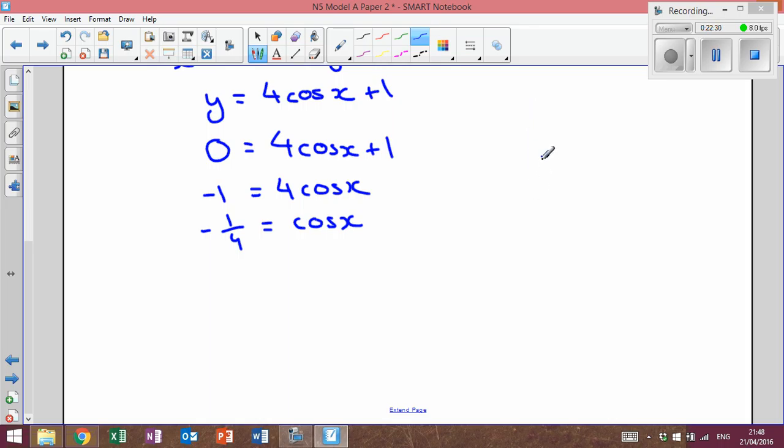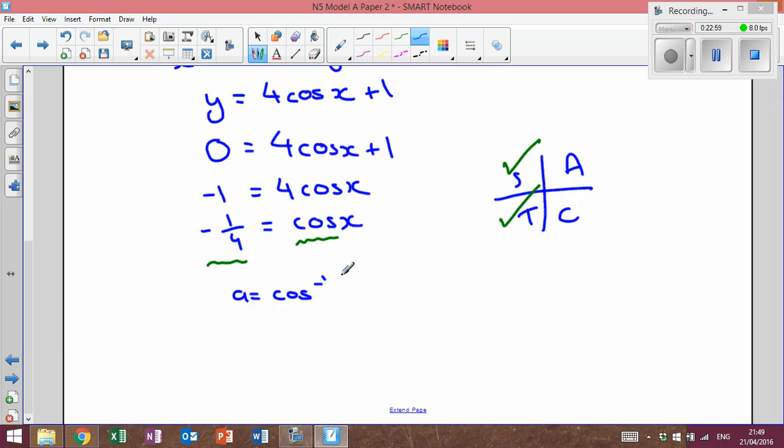It's a CAST diagram. We're looking at the CAST diagram. So we're looking at cos, and we're looking at a negative number, so we want to tick the 2 places that cos is negative. It's positive here and here, so it's negative here and here. The angle that we're working with is not necessarily going to be an answer. So the angle is going to be inverse cos of the positive version, just a quarter. So we do shift cos of 0.25, or a quarter, gives us just 75.5 degrees.